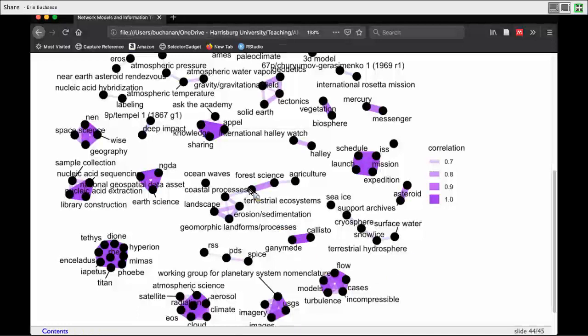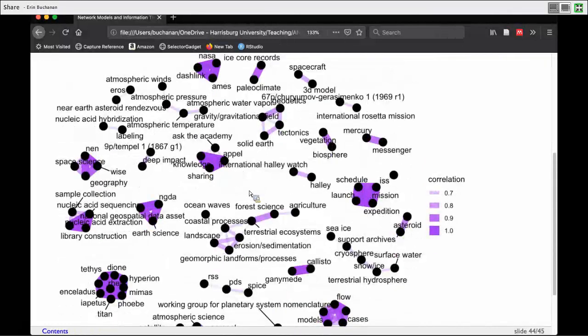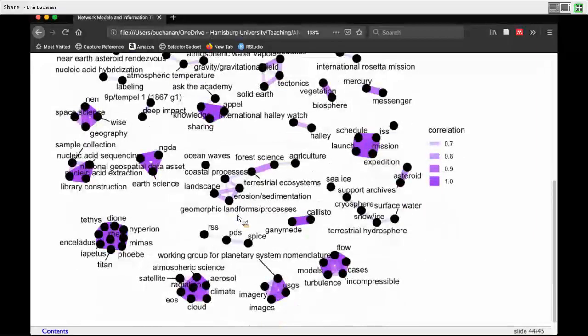So the cool thing about these is that I don't even need a number to begin to interpret some of these things. Now, I could calculate the clustering coefficients and K and all that stuff here, but I don't know that I need to. I can start to see that there's a group of people working on this kind of thing, and then atmospheres, and then flow, that kind of stuff.